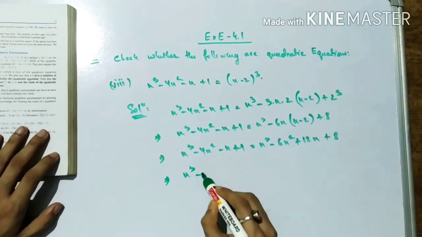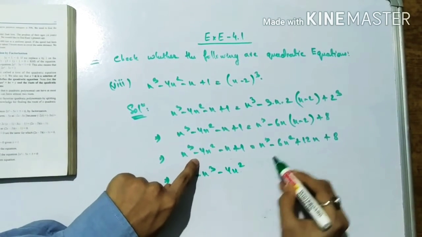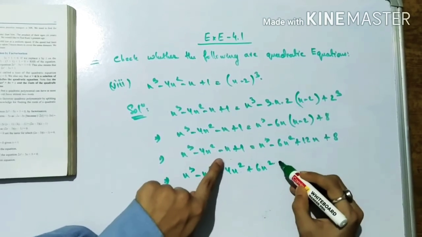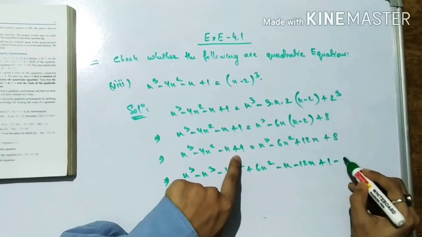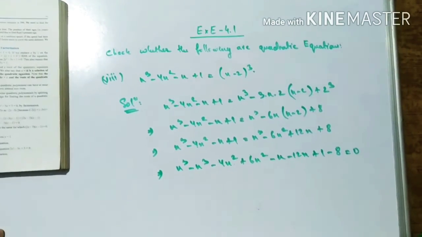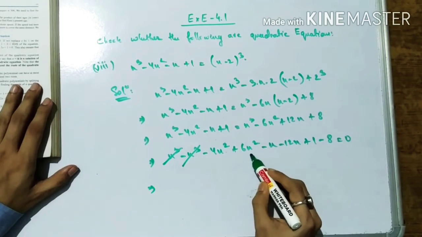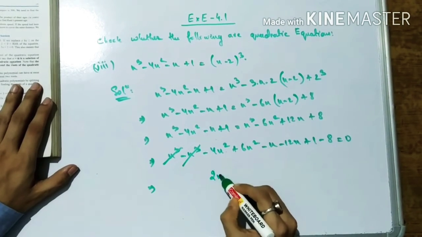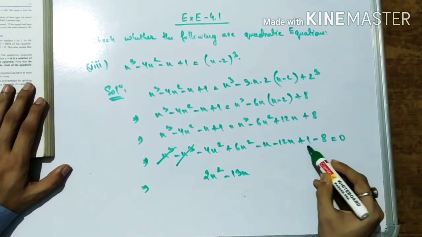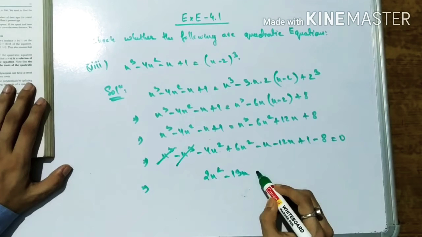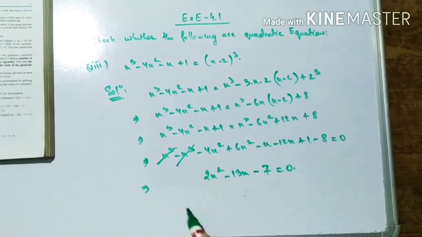So I will get x cube minus x cube. Then minus 4x square plus 6x square, minus x minus 12x, plus 1 minus 8 is equal to 0. Yes, this one I got. So here this one and this one cut. Minus 4x square plus 6x square, I will get 2x square, minus x minus 12x, I will get minus 13x, and plus 1 minus 8, I will get minus 7 is equal to 0. Now this is what I got.